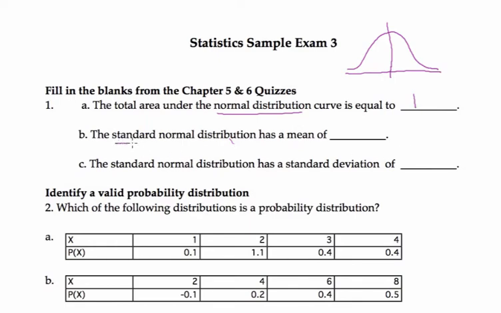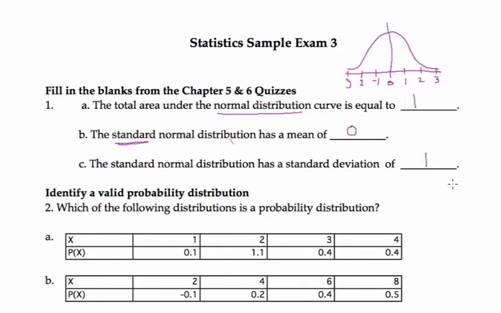When you say the standard normal curve, that means you've got your z-scores on your x-axis. So your z-scores will be 0, 1, 2, 3, and negative 1, 2, 3. So the standard normal distribution has a mean of 0 and a standard deviation of 1.